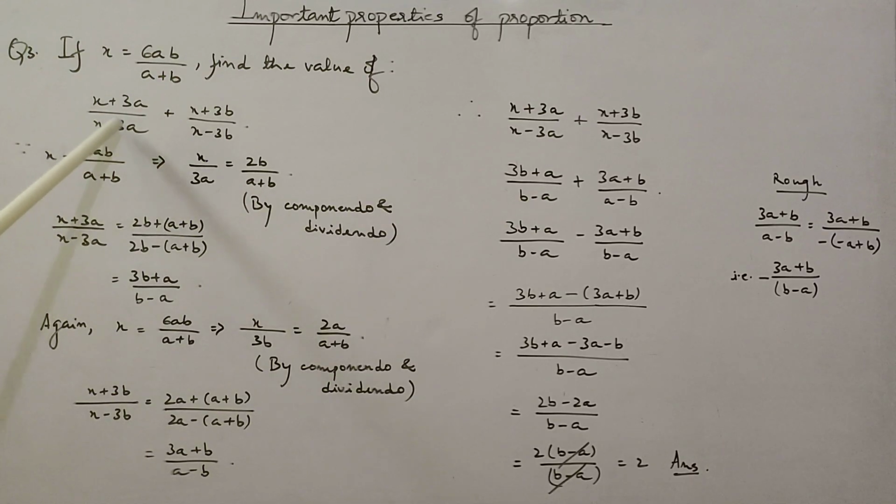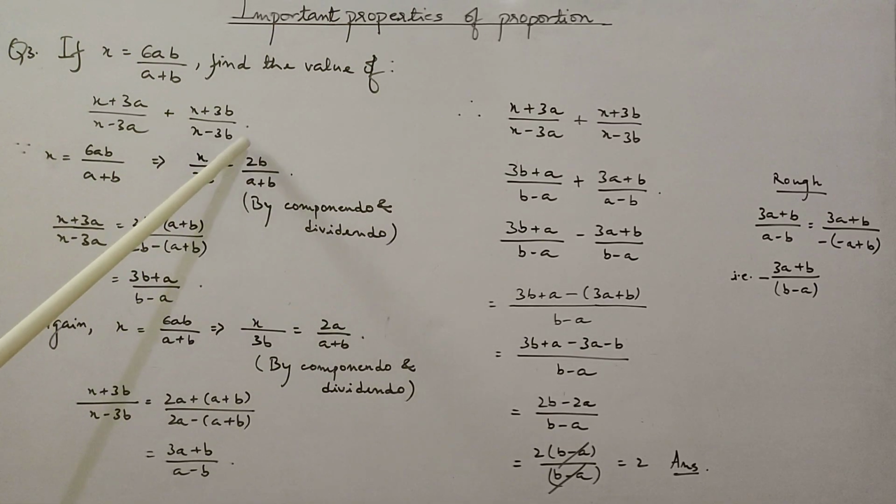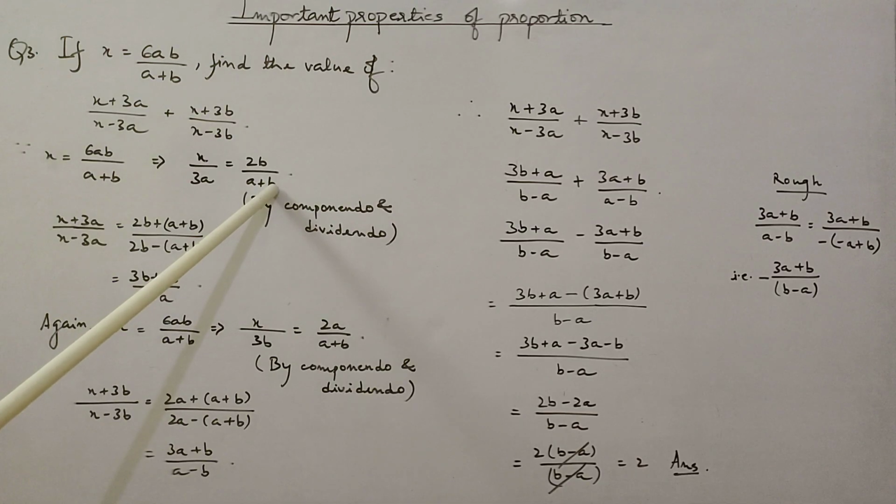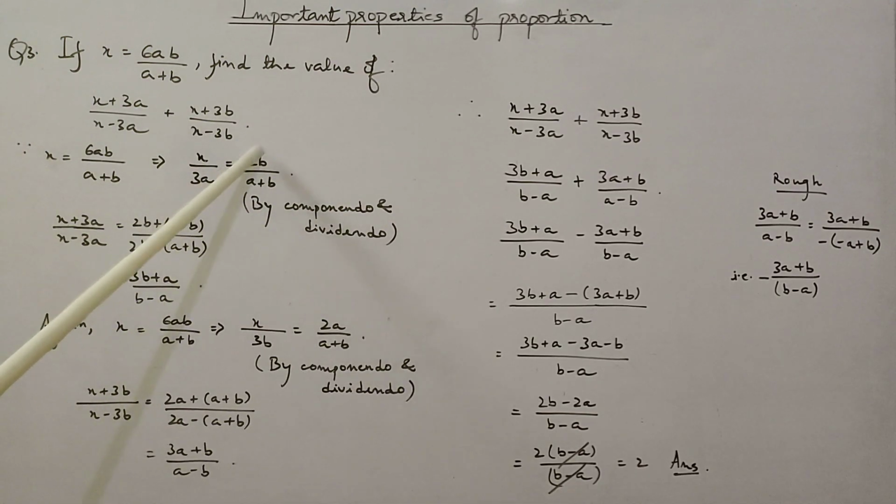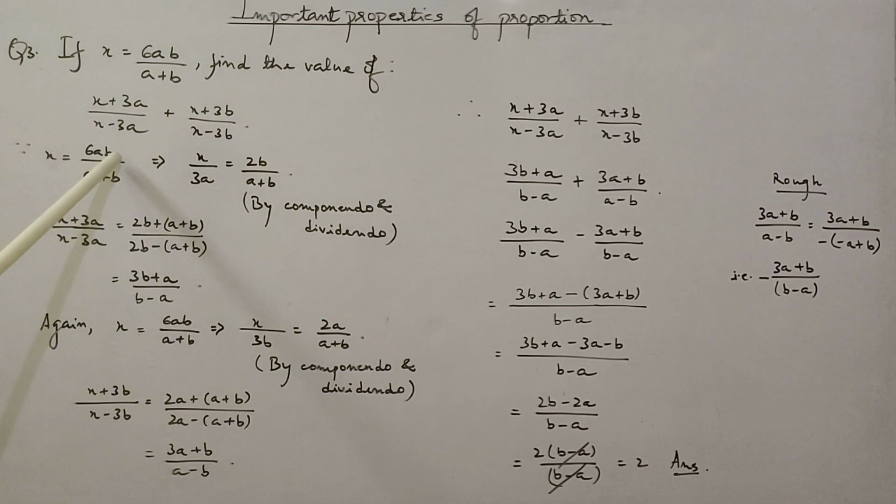Now since we have this equation x is equal to 6ab upon a plus b, if we split this numerator term into 3a into 2b, and bring that 3a term by cross multiplying to the other side of the equal to sign, then the equation becomes x upon 3a is equal to 2b upon a plus b. If you multiply these two terms, you will again get 6ab in the numerator.